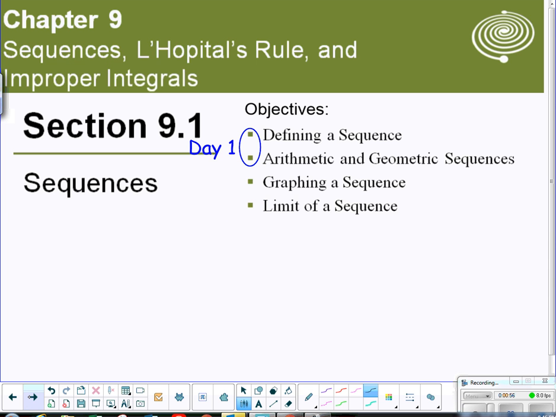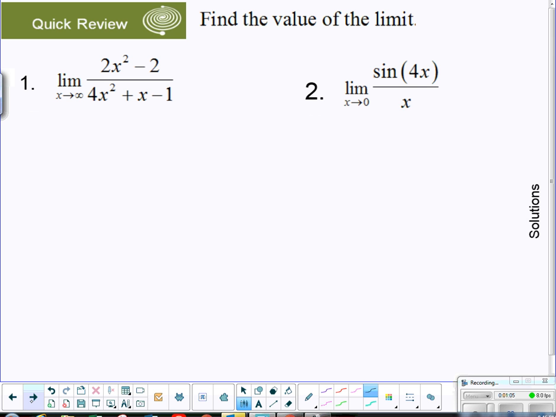All right, here we go, guys. Let's look at defining a sequence and then what are the layouts for arithmetic and geometric sequences. So I'm going to, well, you know what? That wouldn't be bad. Just a quick review on some of the AB material, the limit work.